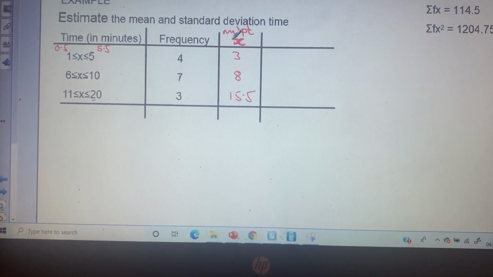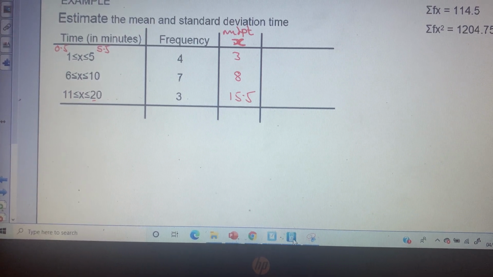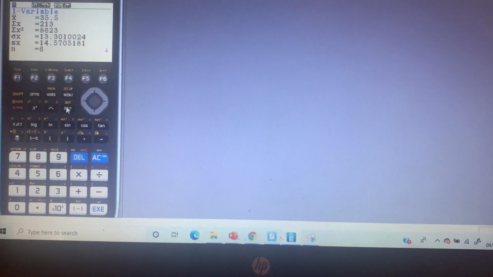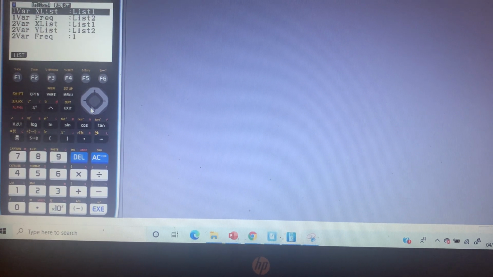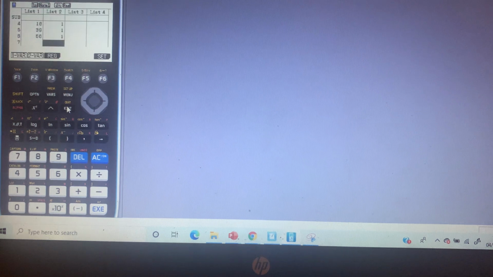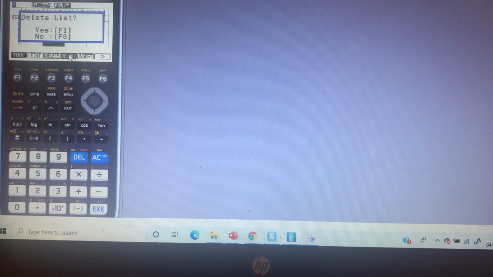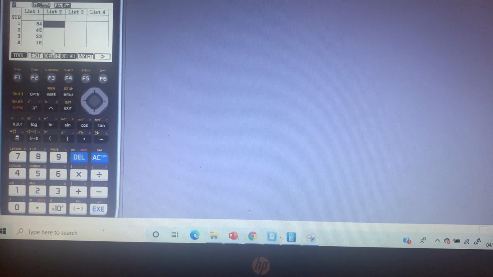So I've literally got 4, 7 and 3. So I'm now going to get my calculator. If I now exit that, the issue is I'm going to have to delete everything. That is not what I wanted to do. Press exit, okay? Get the arrow, delete all, and scroll across, delete all. It just takes a little while to get used to it.